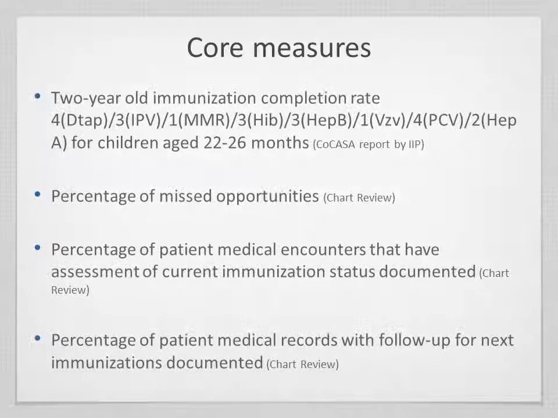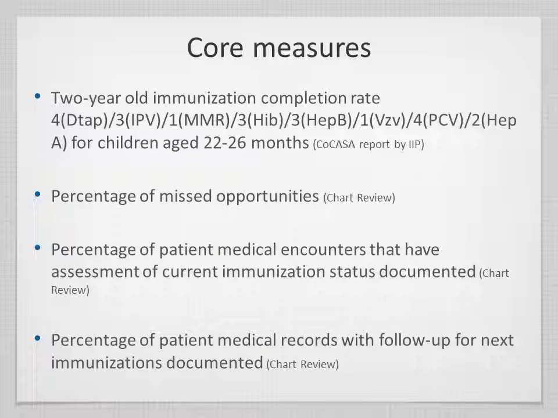For this Immunization Learning Collaborative, we will be looking at 4 core measures. The first measure is the 2-year-old immunization completion rate for children aged 22 to 26 months, which will be done through a COCASA report. The second measure will be looking at the percentage of missed opportunities, which will be done through a monthly chart review.